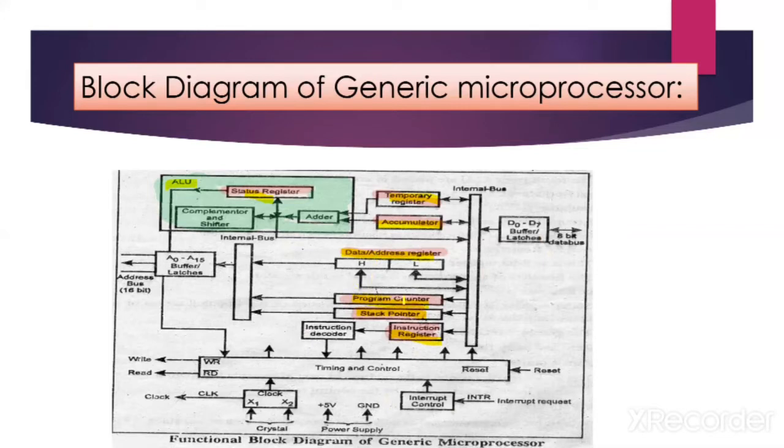Here is program counter, instruction decoder, timing and control section, bus and buffer latches. There are two types of buses in microprocessor. First is address bus, 16-bit, and data bus, that is 8-bit, and interrupt control.